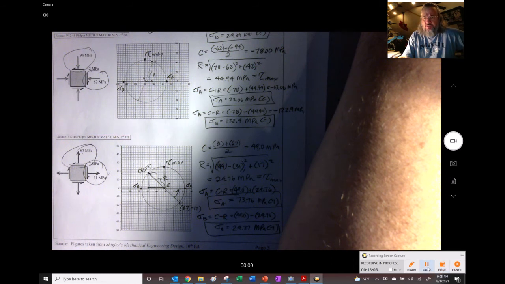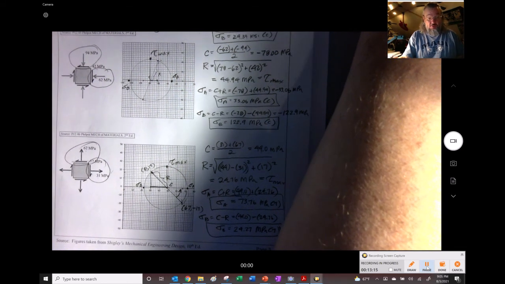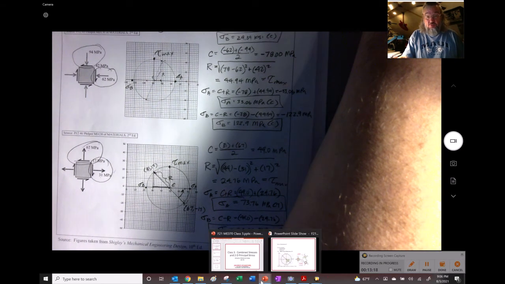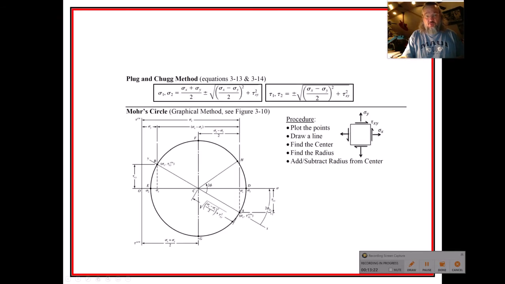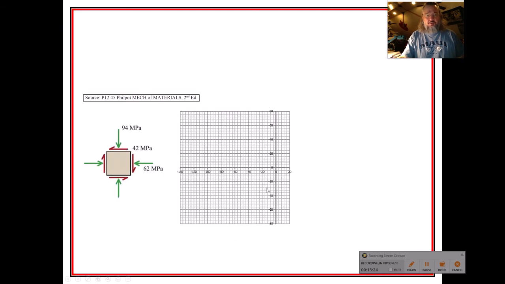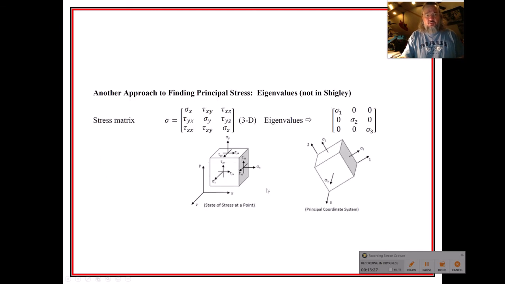So let me pause this and show you MATLAB really quickly to get the eigenvalue version of the thing, right? So in the notes that I have right here, we went through there. Here's examples. All right, so I talk about the eigenvalues. What you could do is you could set this up as a matrix. Here it is in 3 dimensions. You could set this up as a matrix and find the eigenvalues for the thing.